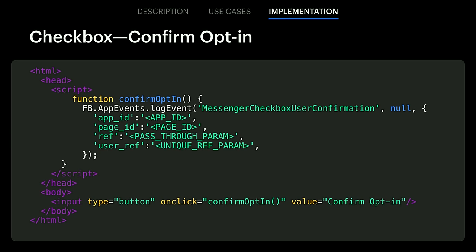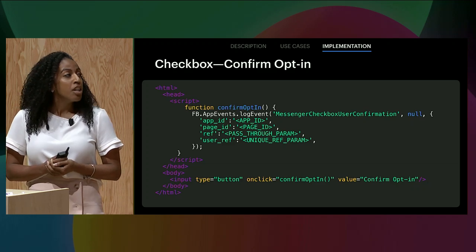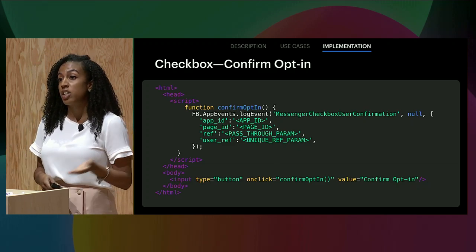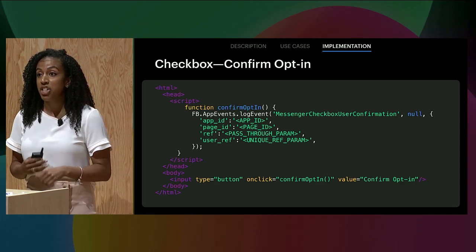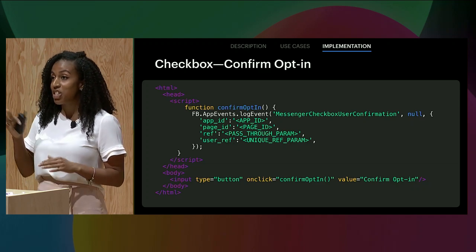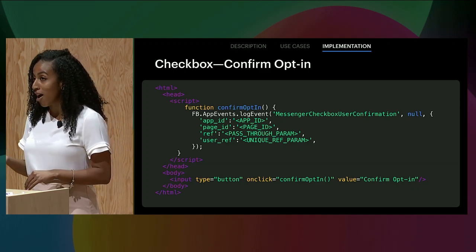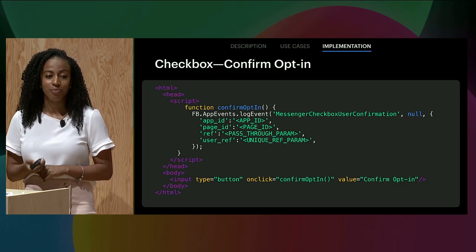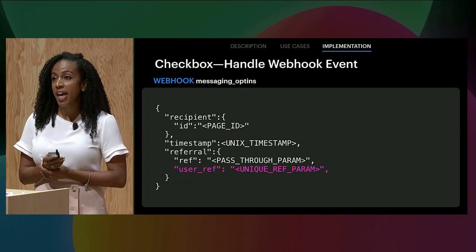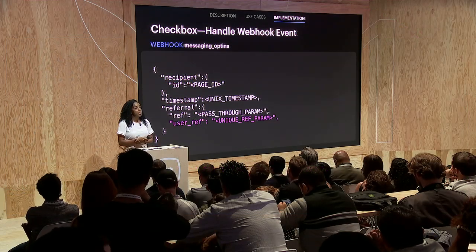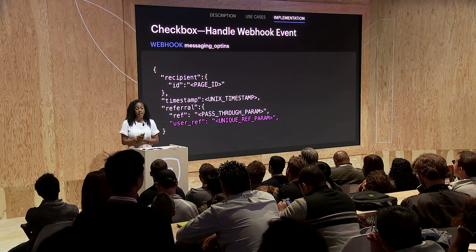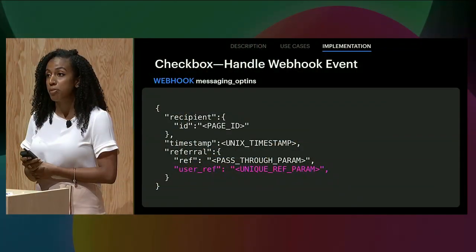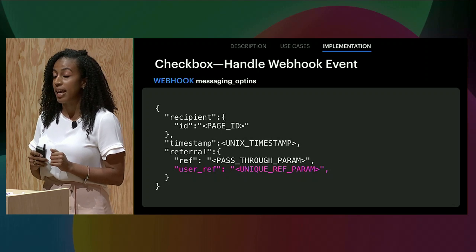There are also a couple of other things I'd like you to note here. The first is that you can choose to pass a reference parameter so that you understand the context from which the Checkbox plugin came from. And you'll also need to make sure that the Checkbox plugin is checked before you send this event, or else you will not receive the webhook event on your end. The webhook payload is also very similar to Send to Messenger. The key difference here is that instead of a user ID, like the Send to Messenger plugin provides, you'll be looking for the user reference attribute. This is the same user reference attribute that you set when including the div element at the beginning.